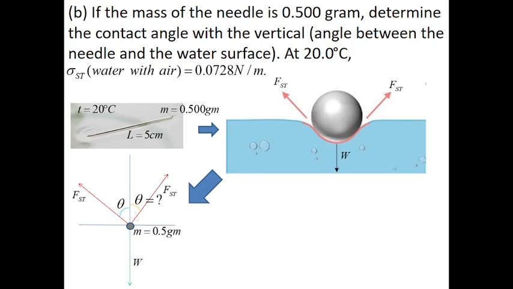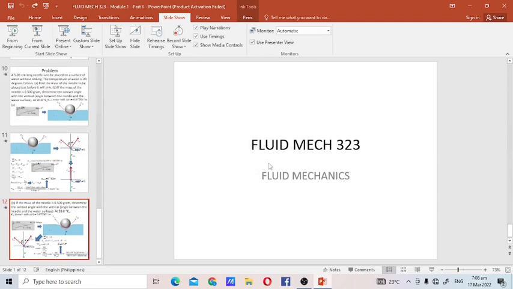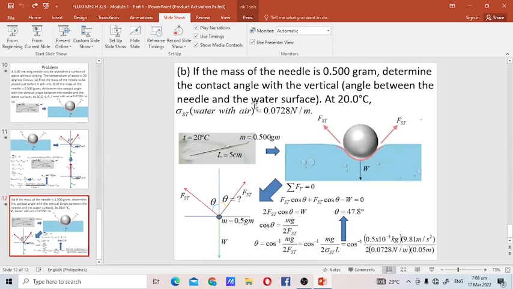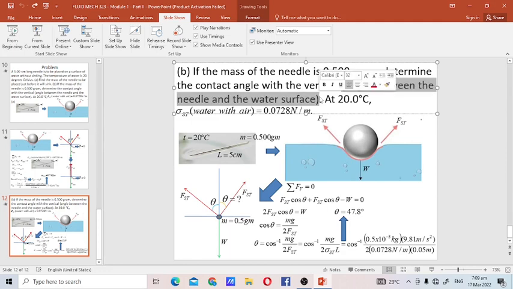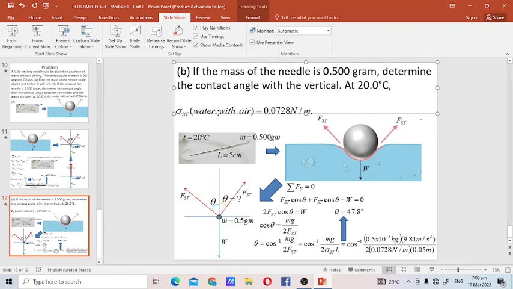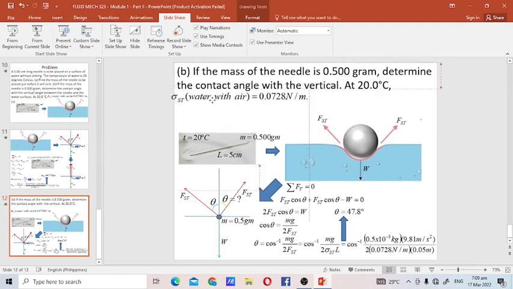Correction, it is not the needle and the water surface, because our water surface is here. I did not edit the problem. Sorry, wait a moment. This is not needed anymore because that is already vertical. Determine the contact angle with the vertical. I did not edit it.